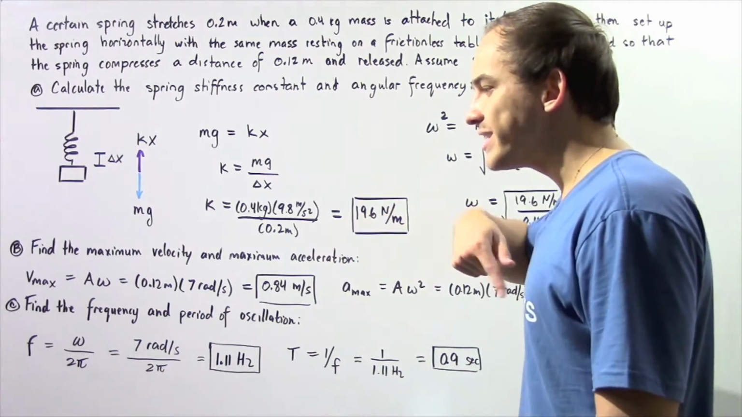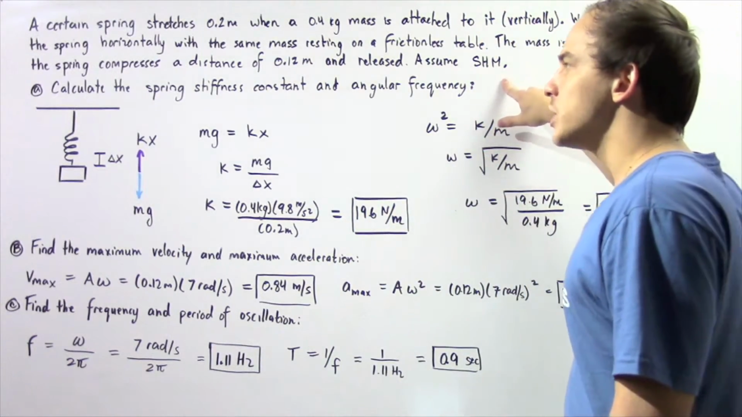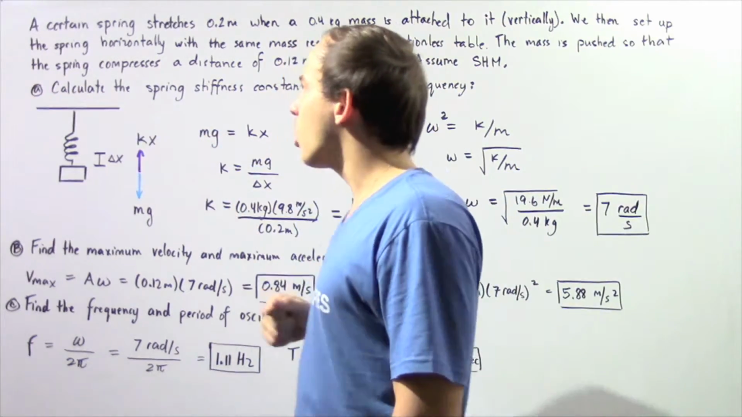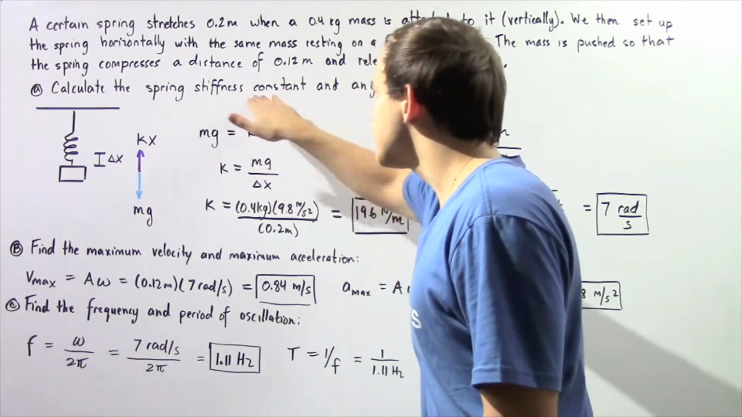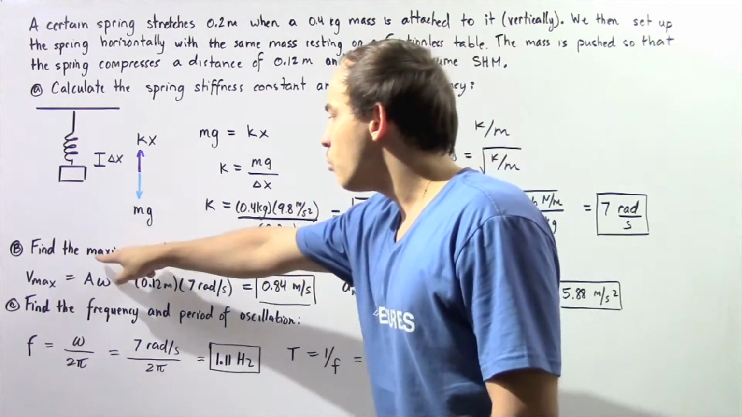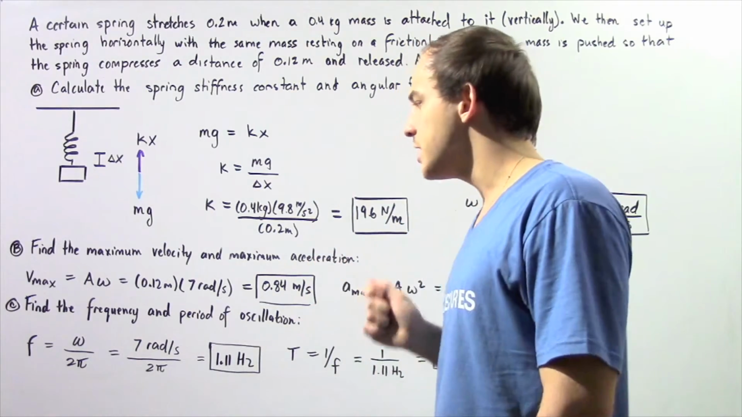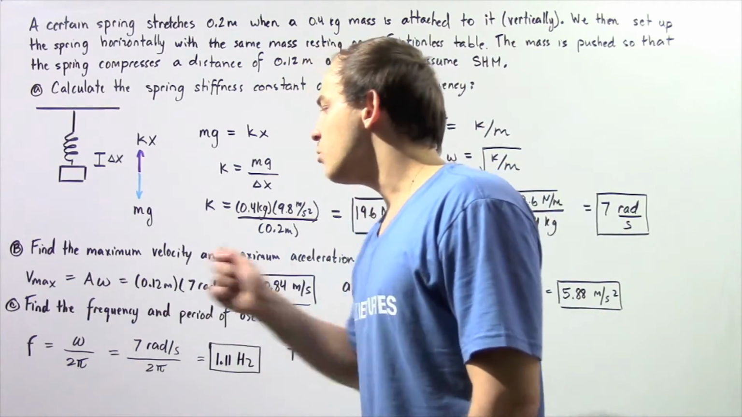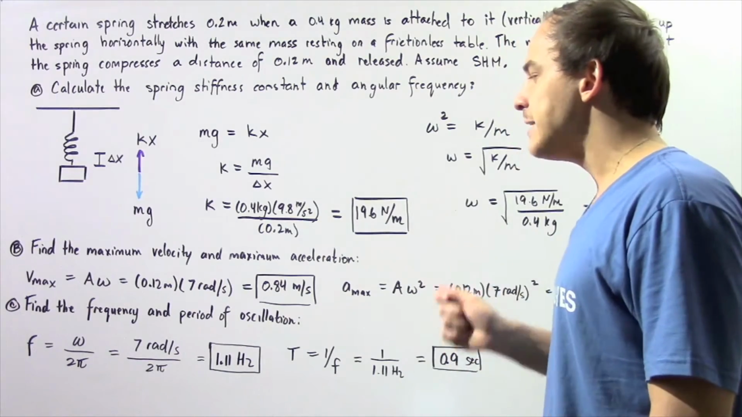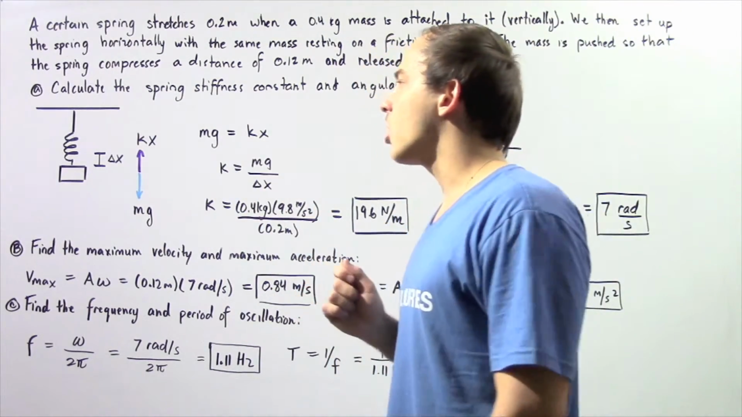Assuming that our object is oscillating under simple harmonic motion, we want to calculate in part A the spring stiffness constant and the angular frequency. In part B, we want to find the maximum velocity and maximum acceleration. And in part C, we want to find the frequency and period of our oscillation. So let's begin with part A.